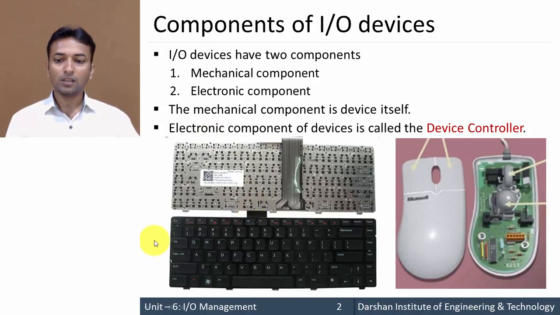If we consider this keyboard, then this circuit that is present inside this keyboard is nothing but a device controller, which will control this device, that is keyboard. So these are the mainly two different components of any input output device. First one is mechanical component and second one is electronic component.